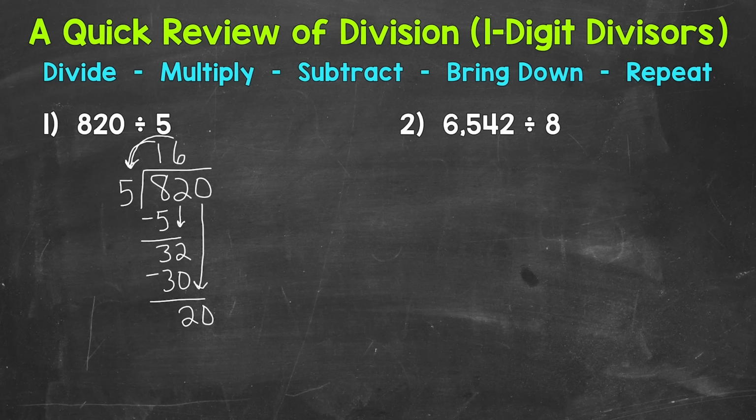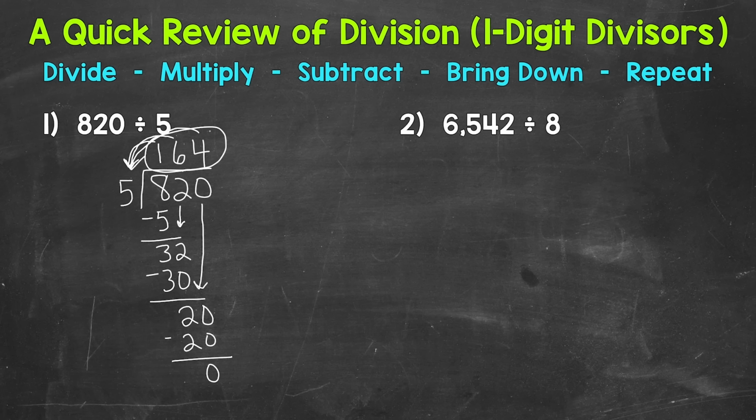So we go back to divide. 20 divided by 5. How many whole groups of 5 in 20? Well, 4. That hits 20 exactly. So we put 4 up here, come around and multiply again. 4 times 5 is 20. Subtract, and we have 0. So our answer is 164. We know we're done because we went all the way over to the ones place, and we do not have anything else to bring down. We do not have a remainder, so this worked out perfectly, so to speak. 820 divided by 5 equals 164.